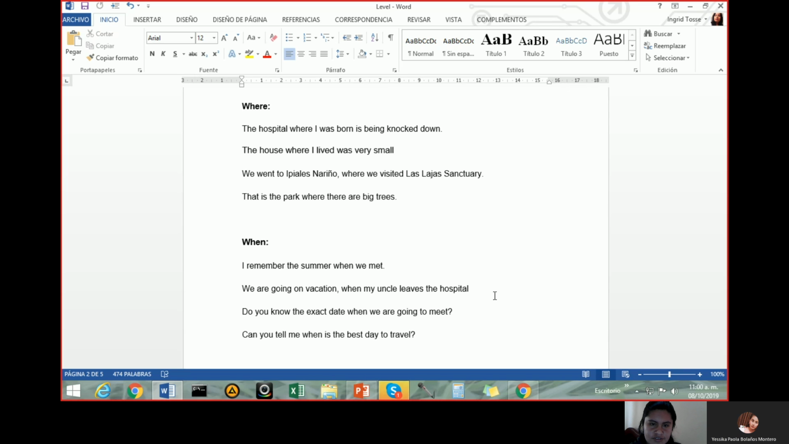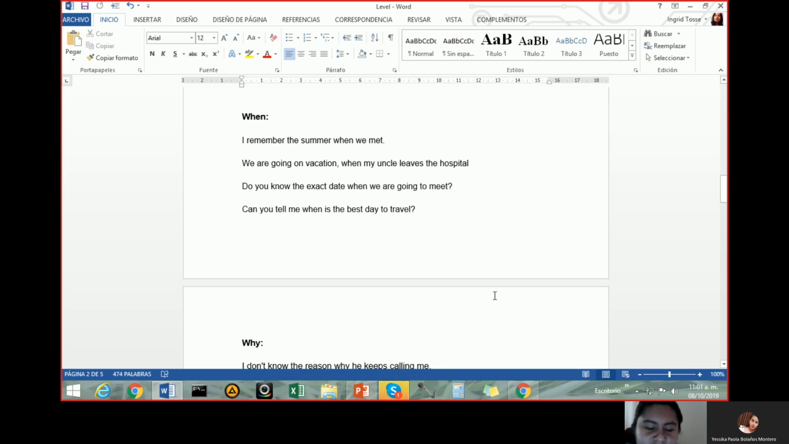Yes, very good. The third one, we went to Ipiales, Nariño, where we visited Las Lajas Sanctuary. Nosotros fuimos a Ipiales Nariño, donde nosotros visitamos el santuario de las Lajas. Yes, very good. And finally, that is a park where there are big trees. Ese es el parque donde hay grandes árboles. Yes, very good. Now with when?